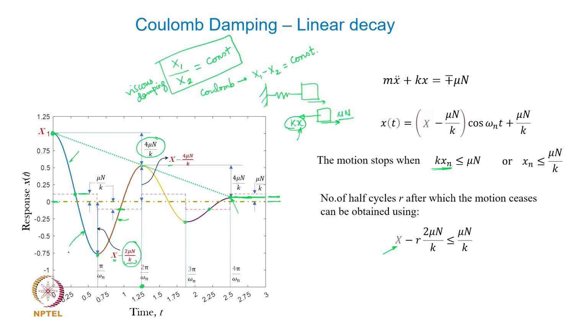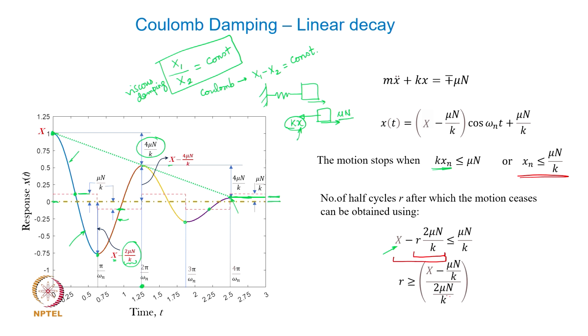So, the number of half cycles R after which the motion will stop will obviously be given by this expression: the original amplitude will get reduced by R times 2 mu n by k, because every half cycle 2 mu n by k gets reduced. So obviously after R number of half cycles, this is how the total reduction will turn out to be. Now, if you want to compare it with this, you need to use this expression to get the expression for R. So, you can reorganize this expression to get the expression for R.